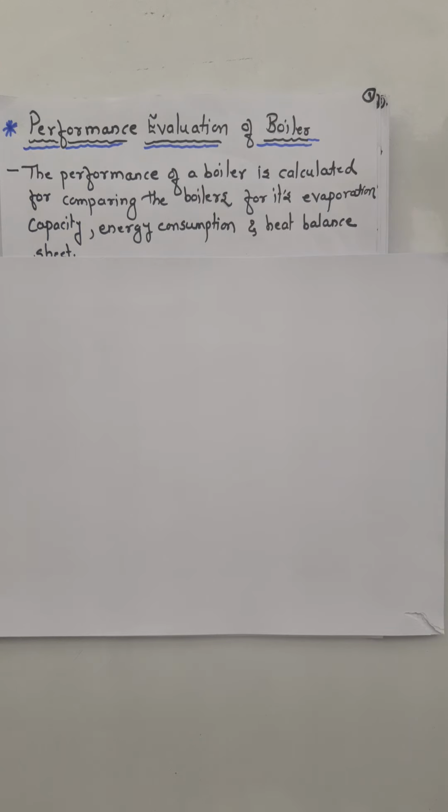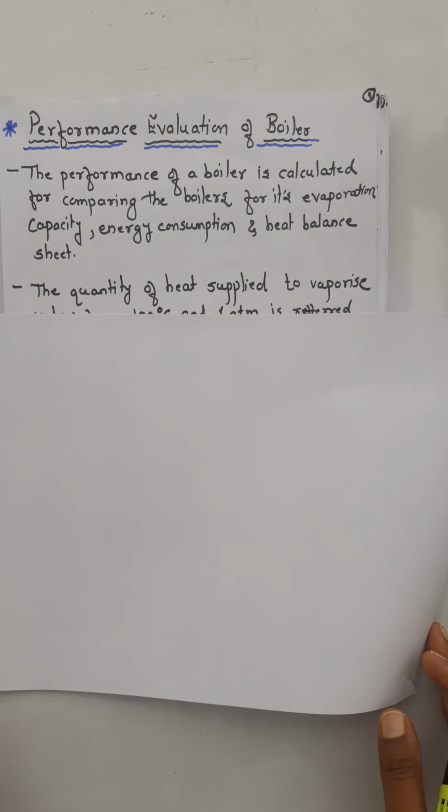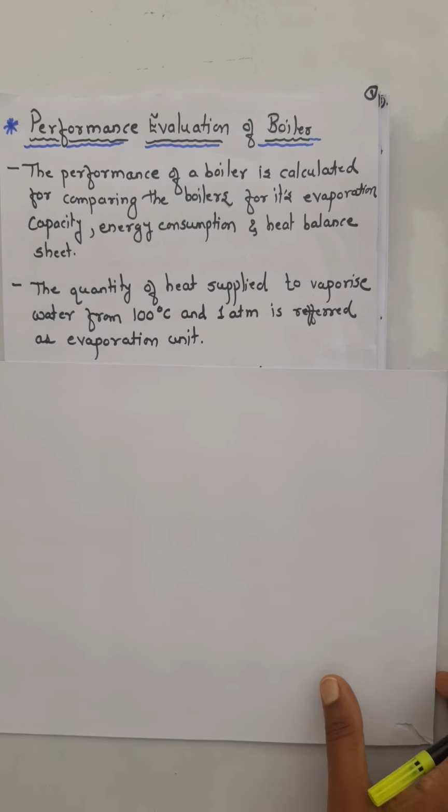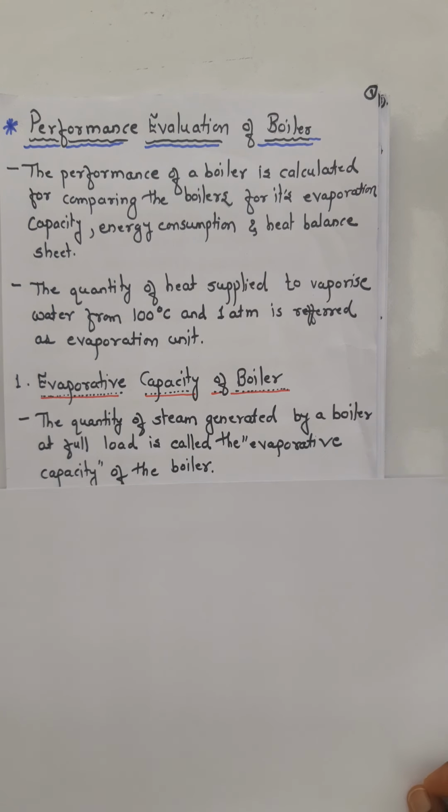Hello friends, in this video we are going to talk about the evaluation of performance of boiler. The performance of boiler is calculated for comparing the boilers for its evaporating capacity, energy consumption and heat balance sheet. The quantity of the heat supplied to vaporize water from and at 100 degrees centigrade and 1 atmosphere is referred as evaporation unit. Now let's talk about the evaporative capacity of the boiler.